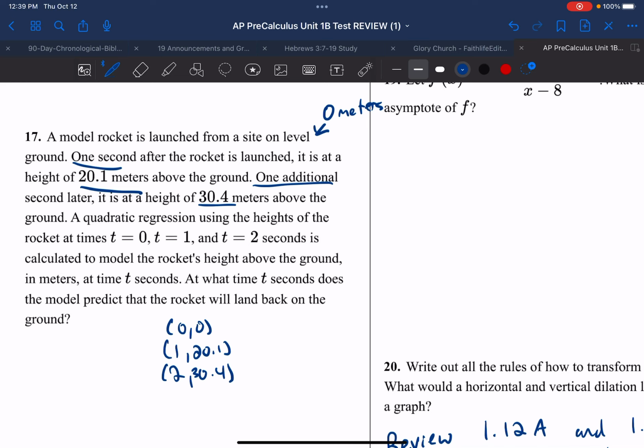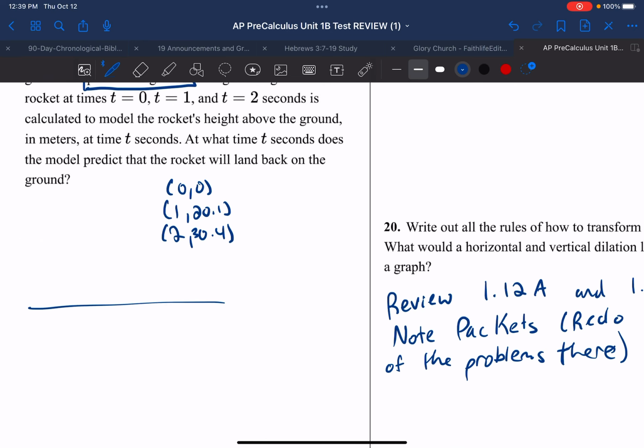Okay. It says a quadratic regression is run on this. And basically it wants us to find a quadratic regression and find what's going to be back on the ground. Because if you think about it, if I launch this rocket, I start here, it's going to launch up, launch up, launch up, and then my rocket's going to come back down, right? So the rocket will land back on the ground. It's looking for the x-intercept or the 0 here. I've got to find the 0 here.